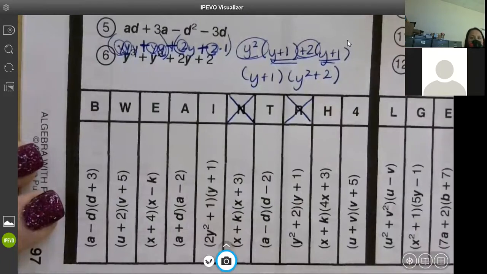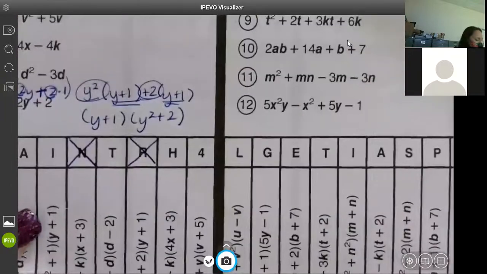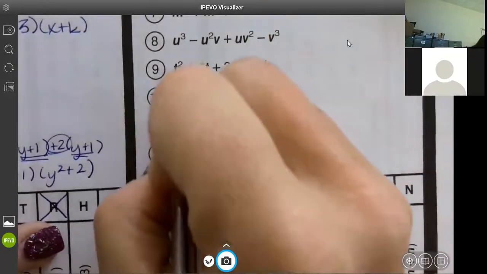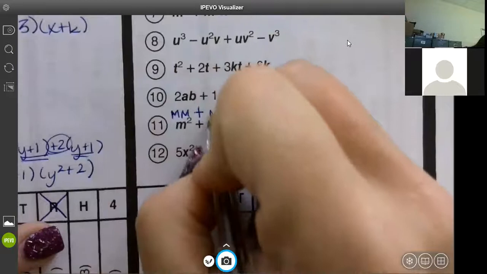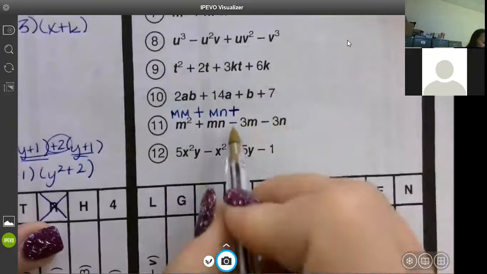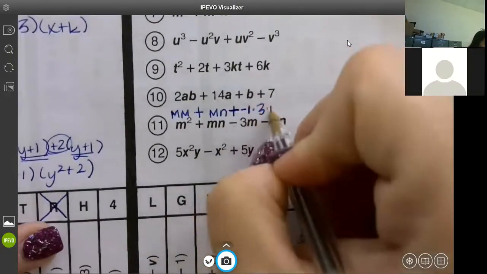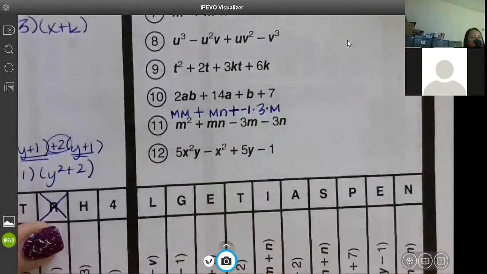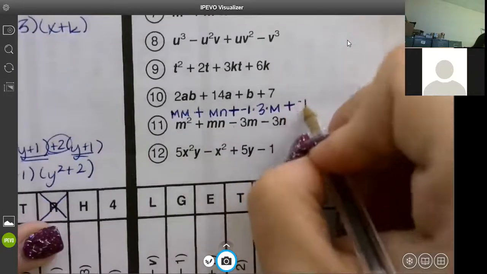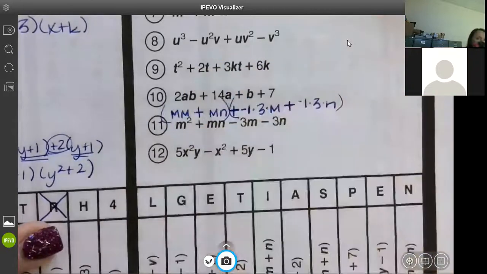All right, I'm going to do one more with you, but I'll move to the other side. I'm going to do number 11. I have mm plus mn. I'm going to change this to a plus, and my factors are -1, 3, and m, since I have a negative. Same thing on the back. I'm going to change it to plus, -1, 3, and n. Group the first 2, group the last 2.